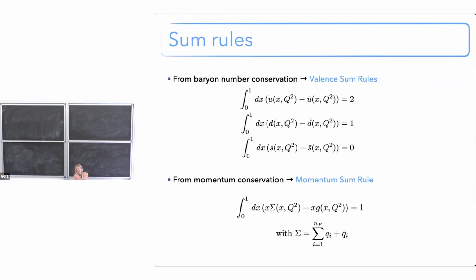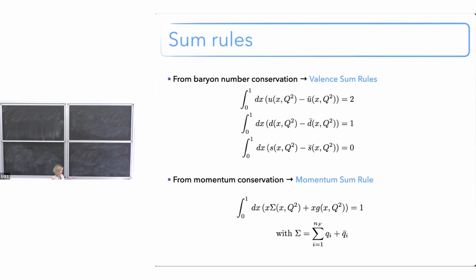We do have some analytical constraints that come from the baryon number conservation that give us the valence sum rule. So we know that if you integrate over all x's at all scales, the integral of u minus u bar has to be equal to 2. And if you integrate over all possible fractions of momentum, the d minus d bar, you want to have 1 for a proton, okay? And also no intrinsic strangeness, okay? You want s minus s bar integrated to be equal to 0.